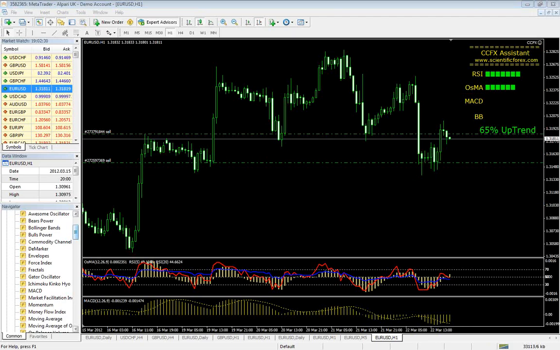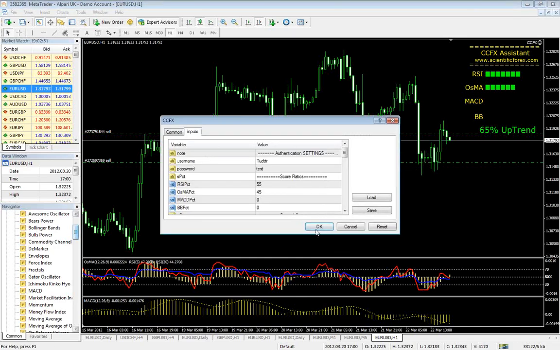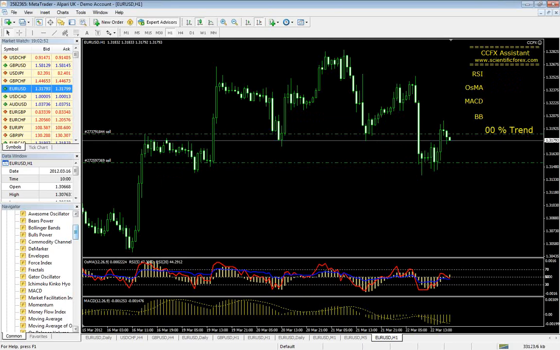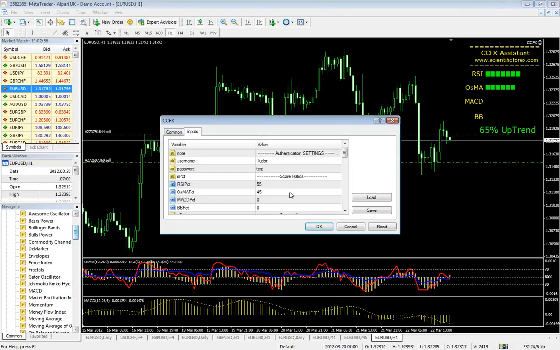Question from Dennis. Along with alert alarm, does CCFX make the trade for you in MT4? It will make it only if you click on yes. If you click on no, it will not enter the order for you. If you click on yes, it will enter it right away. Actually, let's do it right now for you. Properties, click OK. Do we have a signal? It's 65. It will give you if 65 or more.